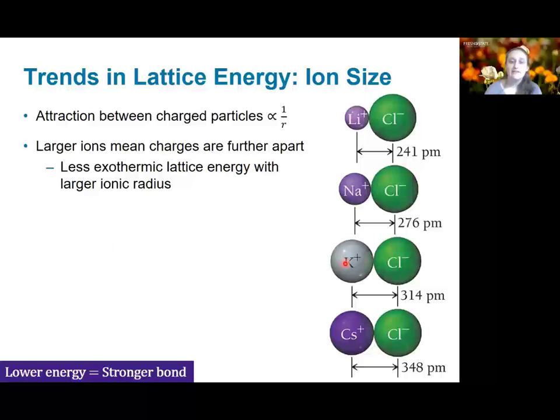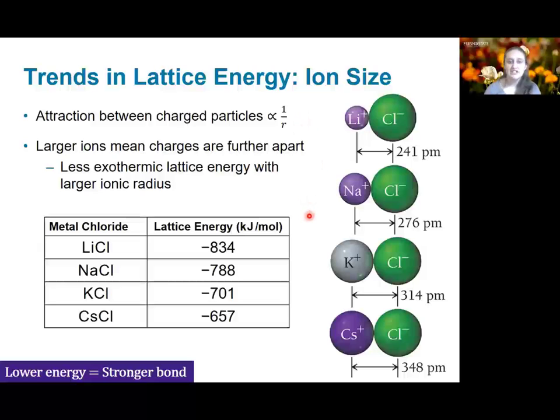We can also look at the trend as a function of the ion size. And this comes from the fact that the attraction between charged particles is going to affect the energy as a function of 1/r. So as this r gets bigger, as the atoms get further apart, the energy is going to go down. And these are the same trends, by the way, that we looked at when we talked about ionic compounds dissolving in water. Now we're just looking at the ionic compound in isolation.